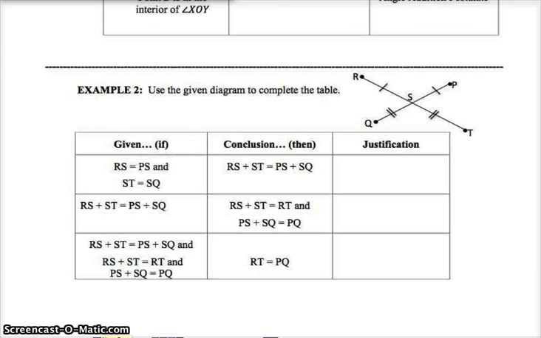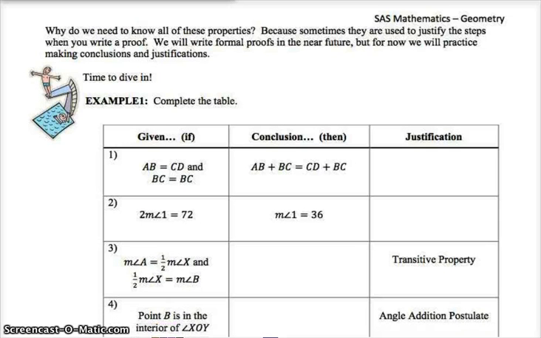Okay, so what are we going to do with this? Well, again, why are we learning this? Well, we're going to use these when we finally write a proof. These will be our justifications in the proof. However, right now we're not doing formal proofs. We're just trying to get you guys familiar with how to make a conclusion and how to write a justification. So these are not connected right here. 1 is not connected to 2, 2 is not connected to 3.